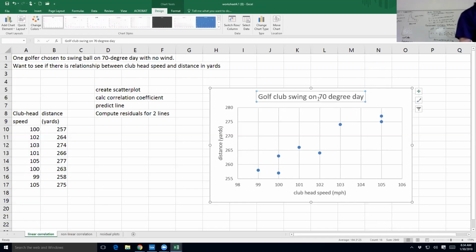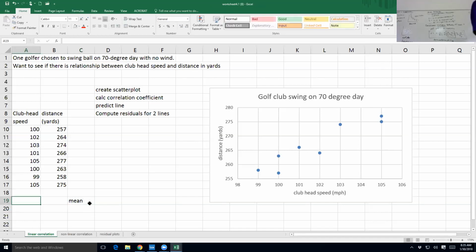All right, so do we think that linear correlation is a good idea? Yeah, look at my scatter plot. It looks like roughly a straight line will fit in there pretty well. So we're going to start doing our correlation coefficient. This is the equation. What's the first thing I need to do? Find the mean.